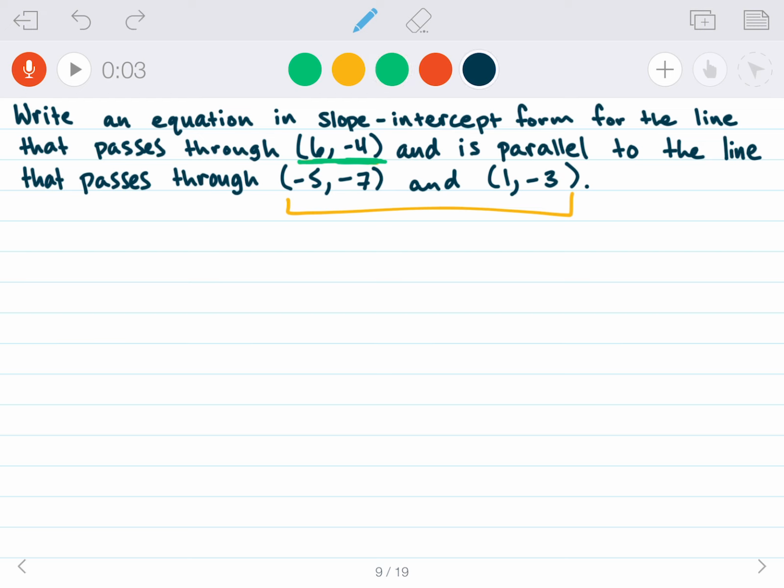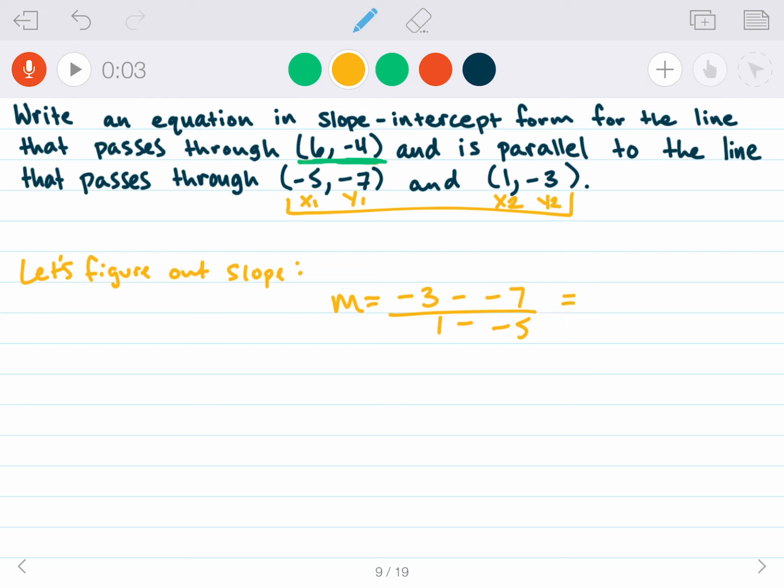Okay? So let's figure out the slope of the line that we don't really care about too much. So, for this one, you can say, okay, well, this could be x1, y1, this could be x2, y2, and so the slope, m, is going to be y2 minus y1 over x2 minus x1.